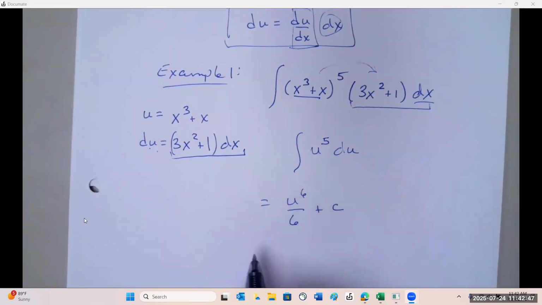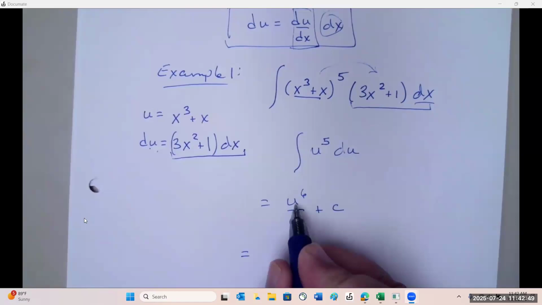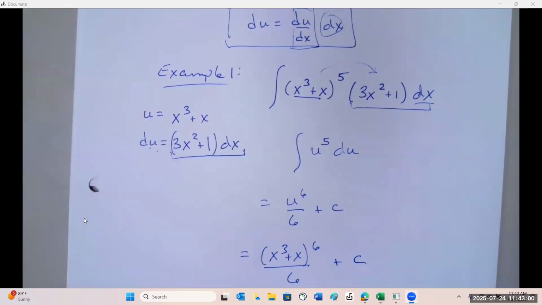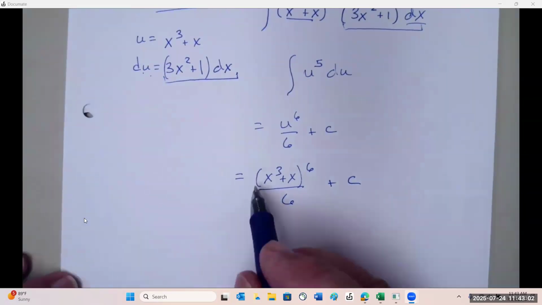We're not done yet because now we have to put everything back. u is equal to x cubed plus x, so we get x cubed plus x to the 6th power over 6 plus c. And there's my solution.